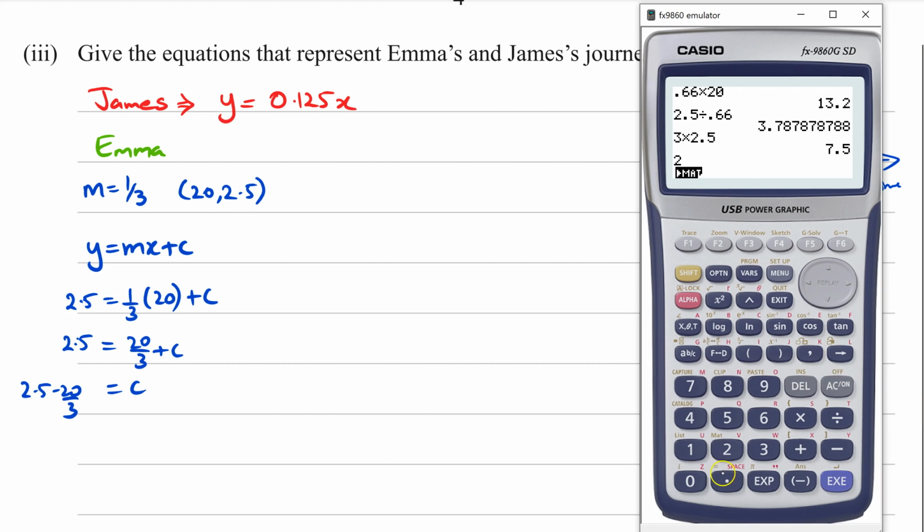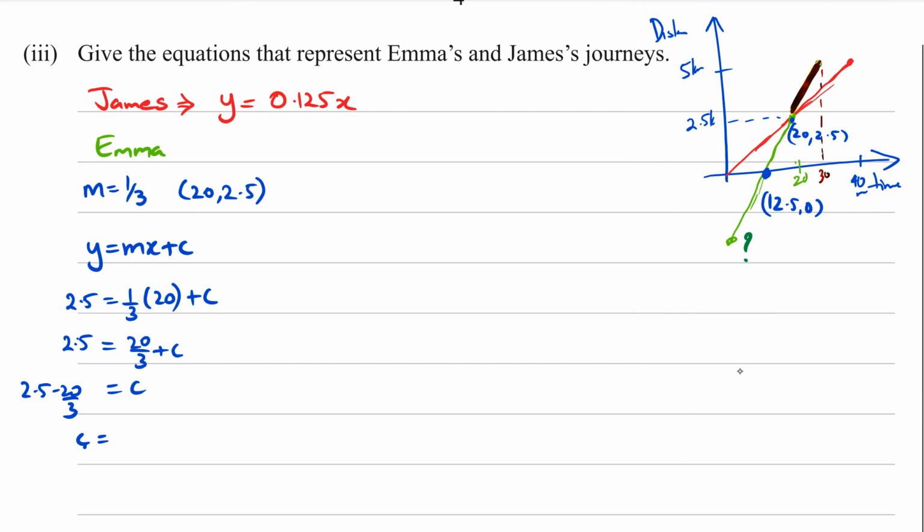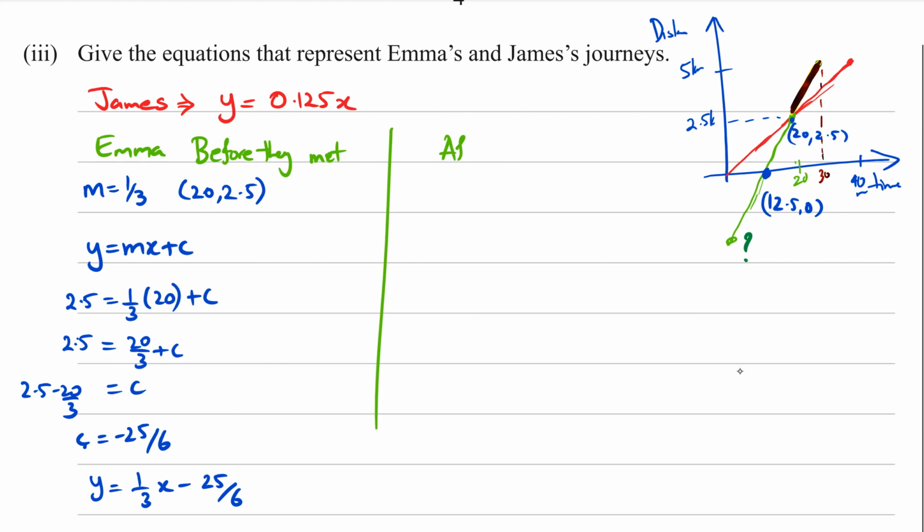I'm just going to put that in the calculator real quickly, guys. So 2.5 minus 20 over 3, which is this ugly number, if I put it in a fraction, it's negative 25 over 6. So I can say c is equal to negative 25 over 6. So the equation for Emma is 1/3 x minus 25 over 6. Now, this is before they meet, so I'm just going to put that here as Emma before they met. And then I'm going to put down after they met.